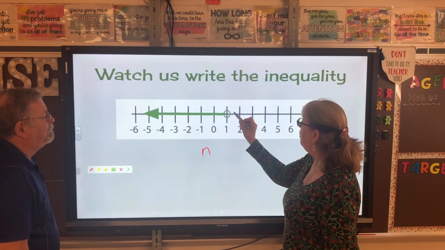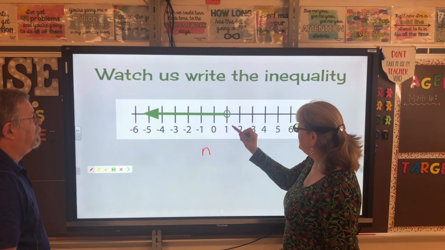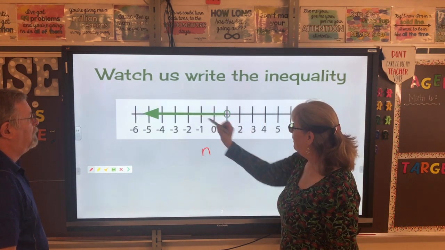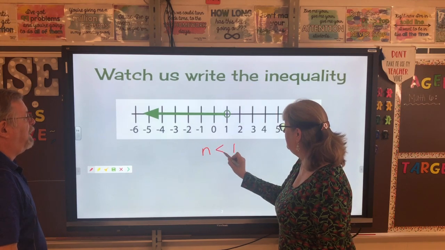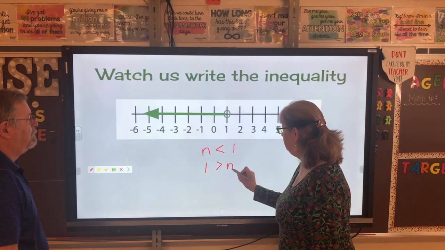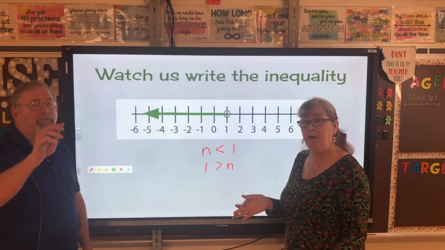But notice it's lowercase, because it's always lowercase. We're at an open circle, which means it does not include the 1, and it's pointing to the left. All these numbers are less than 1. So n is less than 1, or 1 is greater than n. There you go. Easy.